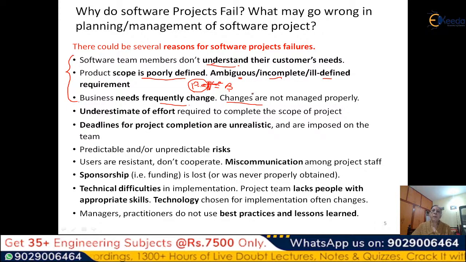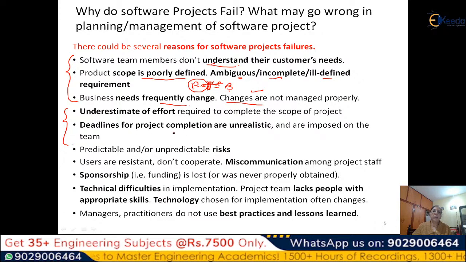So that could be one of the major reasons for the failure. So requirement related and change related things. Then we come to the effort and the timeline. So here you have underestimated the effort. You have not done a proper effort estimation, because estimation is another part of the project planning. So unless you are able to do that properly, then you have a problem.